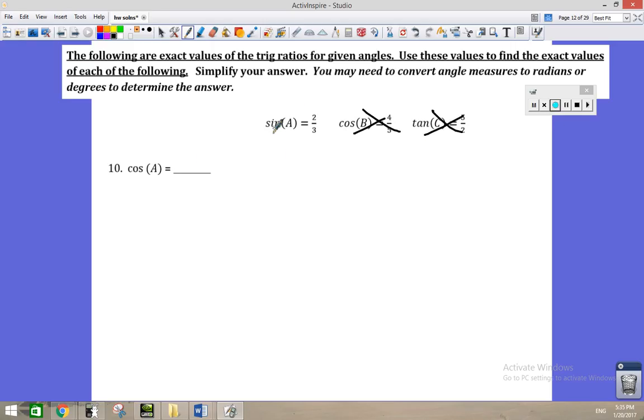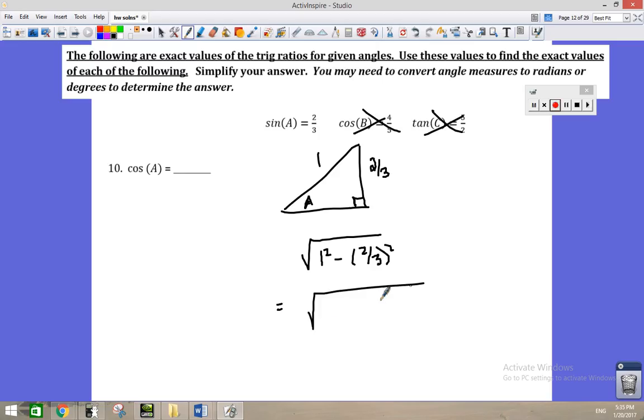If I define angle A in a right triangle, and the opposite side I call 2/3 and the hypotenuse 1, I can find this adjacent side by taking 1 squared, which is just 1, minus 2/3 squared, and I have 1 minus 4 over 9. Let's rewrite the number 1 as 9 over 9 so that we have a common denominator. And then I've got 9 minus 4 in the numerator, which is 5.